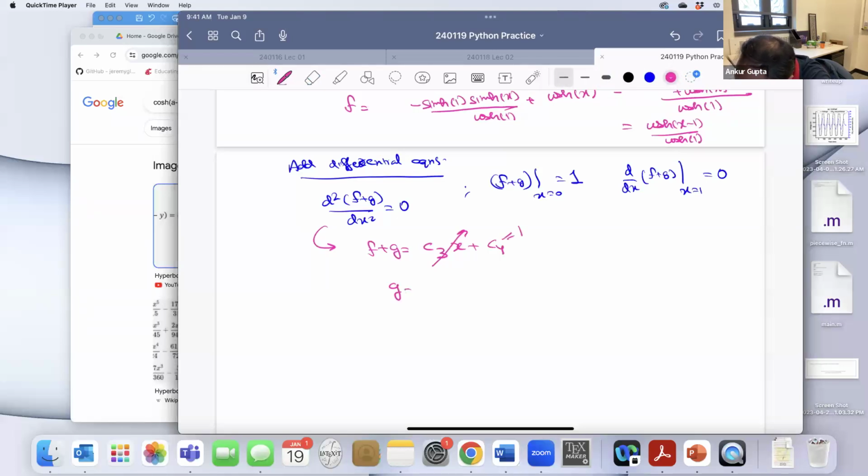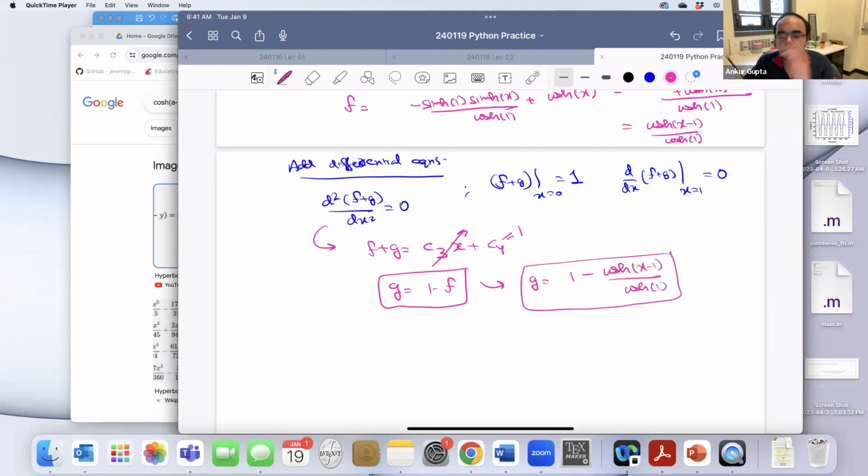So what you really get is g is equal to 1 minus f. This implies g is equal to 1 minus cos of x minus 1 by cos of 1. So this is your value of g. You can solve it the other way, doing the full differential equation, and that's absolutely fine. But I just wanted to give you a quick way to do this when you see these tricks.